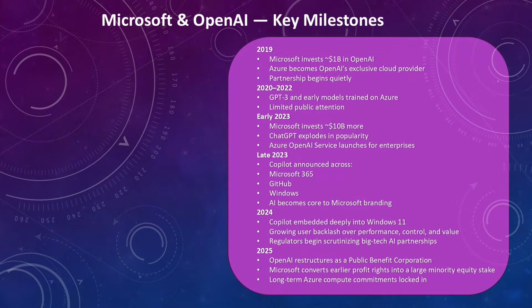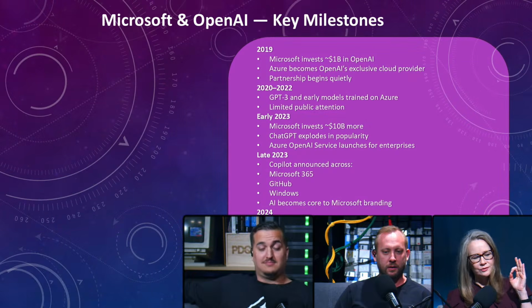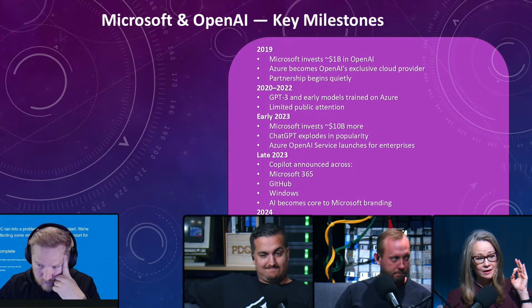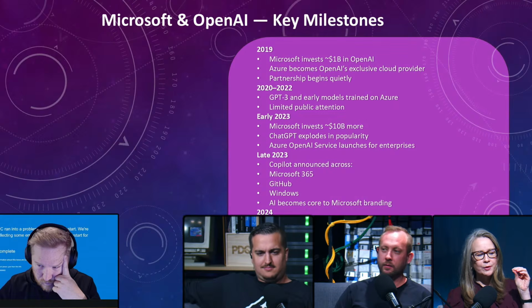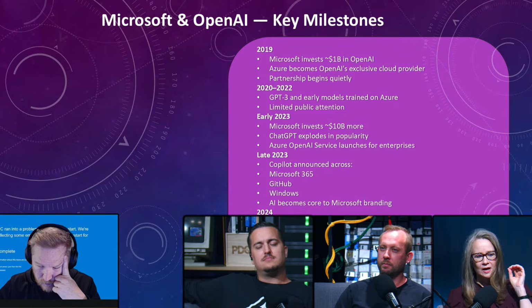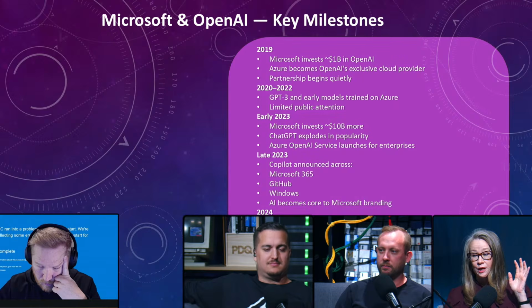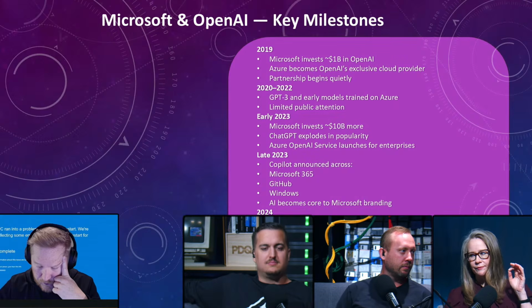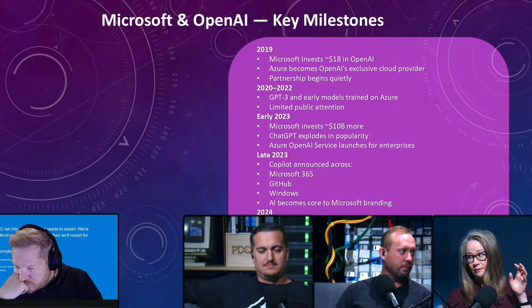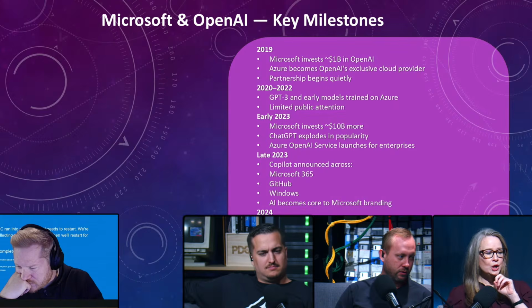Okay. So this started in 2019. Microsoft invested $1 billion in OpenAI. And part of that partnership was that OpenAI would use Azure as their exclusive cloud partner, in the PaaS, the platform as a service model. That was part of the contract.